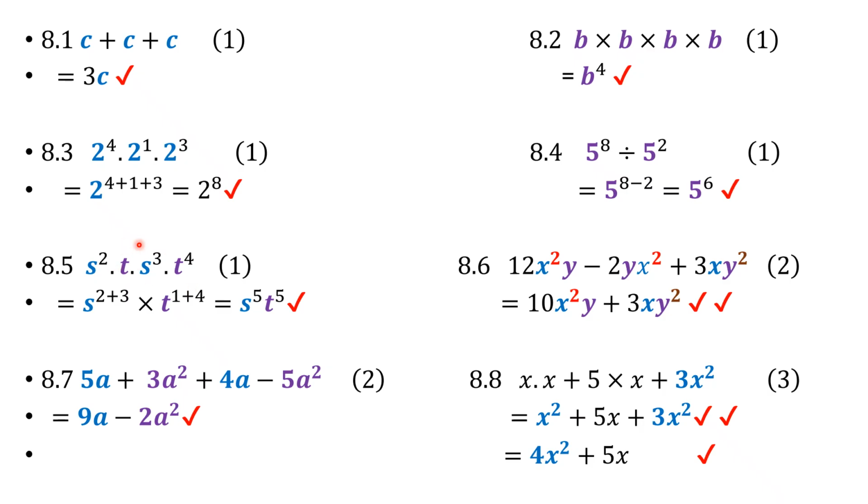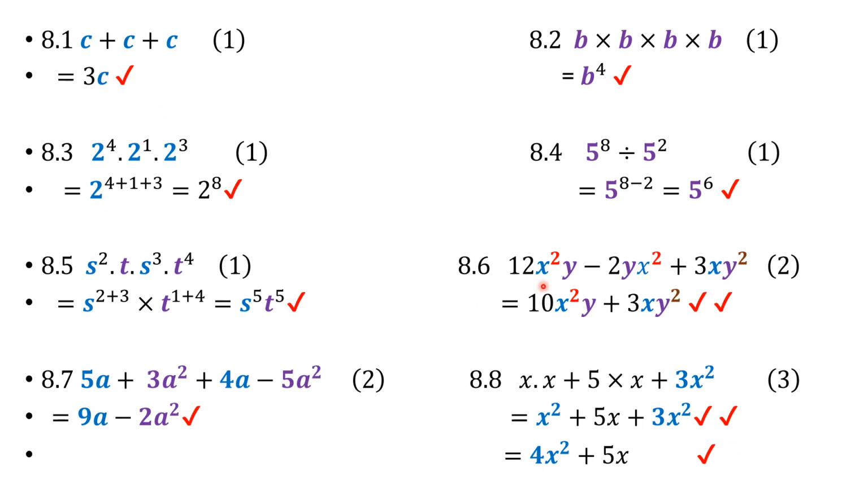We always see learners write 4 instead of saying 1 plus 4 when we mark, so be very careful of that. So 2 plus 3 gives me 5, 1 plus 4 gives me 5, so I have s to the power 5, t to the power 5.